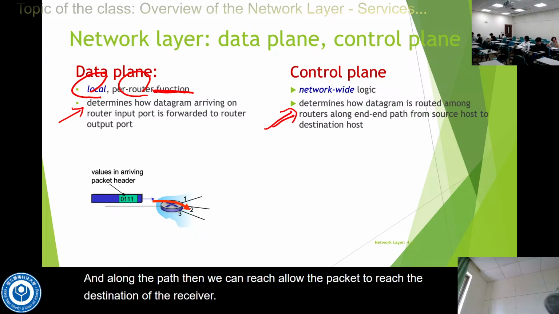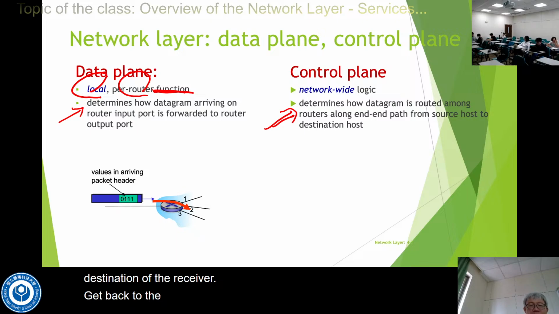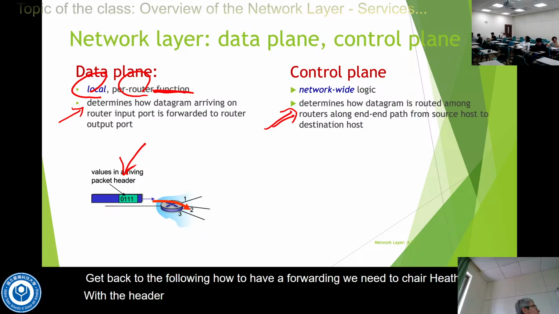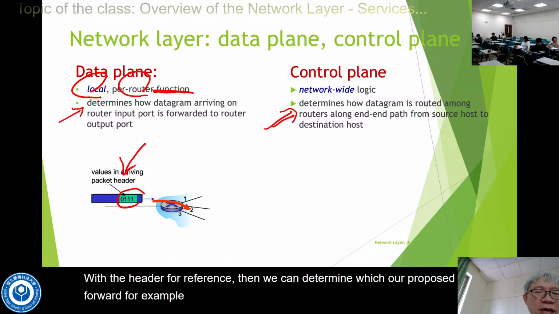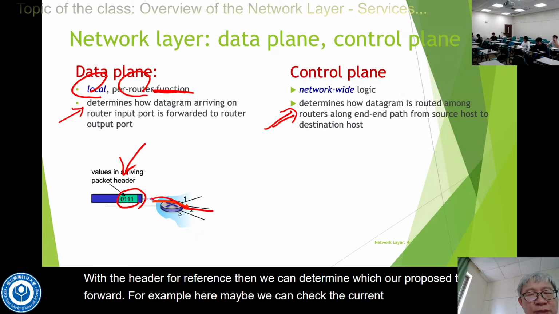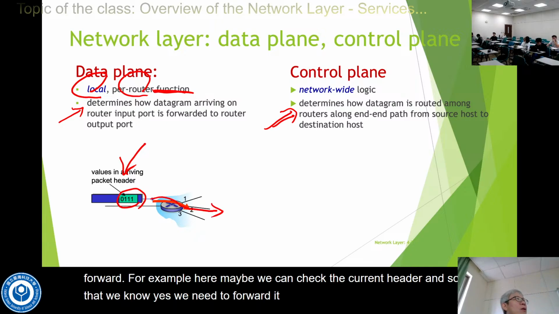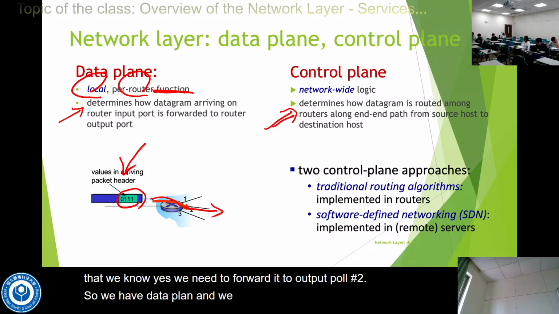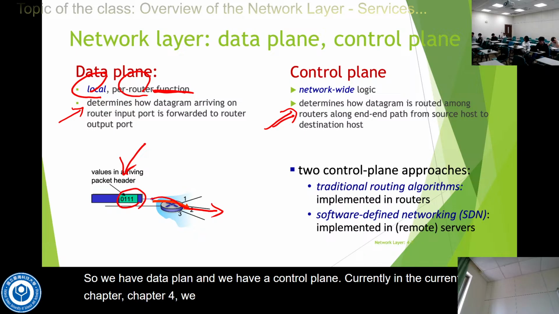Well, get back to the forwarding. How to have forwarding? We need to check the header. With the header for reference, we can determine which output port to forward to. For example, here, maybe we can check the current header, and so we know, yes, we need to forward it to output port number 2. So we have a data plane and we have a control plane. In the current chapter 4, we discuss the data plane first. And later in chapter 5, we discuss the control plane.